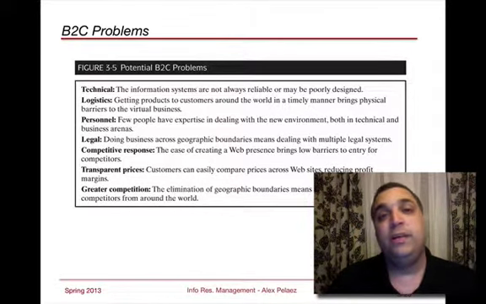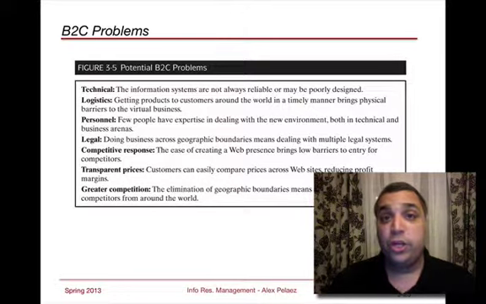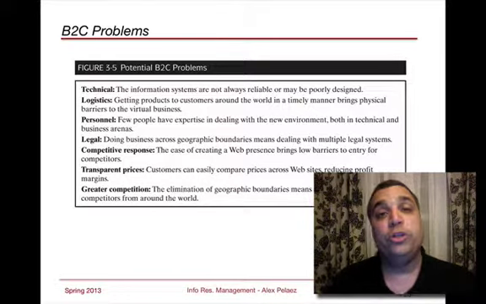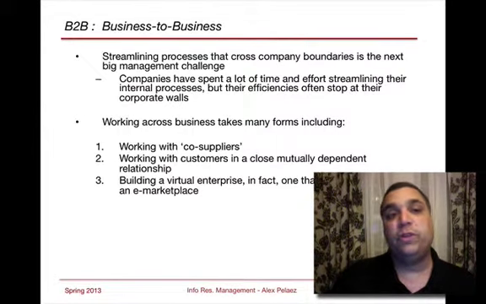Competitive response. If you build something, someone's going to build it right away if it's successful. So the question there is, do you be a leader in the space or do you be a laggard and wait to see what other people do? Are you willing to risk that leadership position? And so companies have to weigh that in terms of their overall strategy.